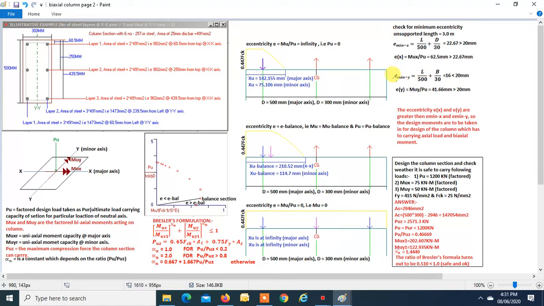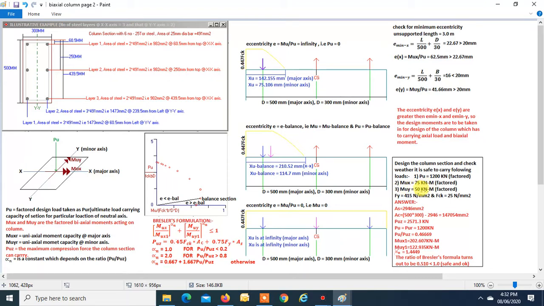Now about the minor axis. e minimum y is L by 500 plus B by 30, B is 300. That is 16, which is less than 20 mm. Now considering the actual eccentricity, that is Muy by Pu, Muy is 50, Pu is 1200, that turns out to be 41.66, which is greater than 20. So we will take this eccentricity, and so we will take this moment as the moment.